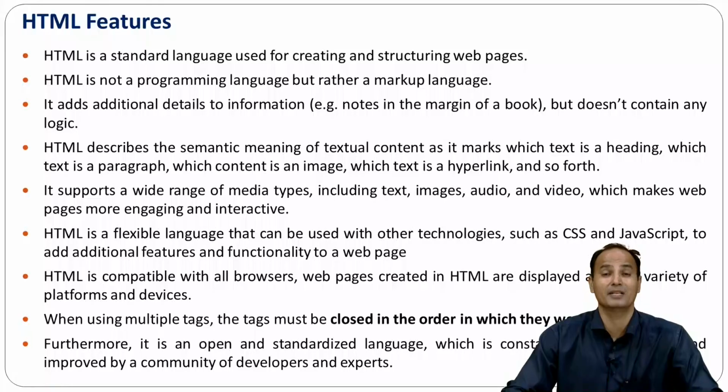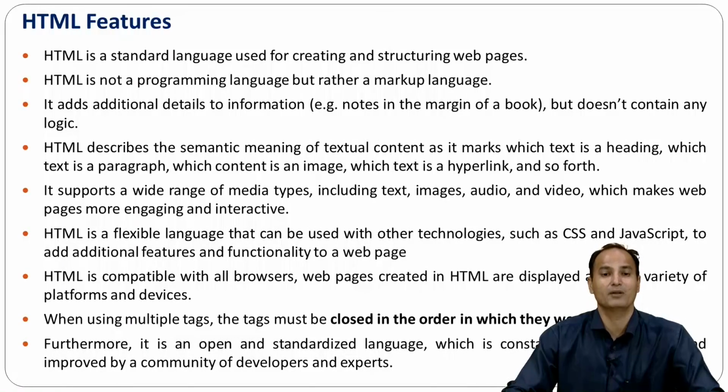HTML describes the semantic meaning of textual content as it marks which text is a heading, which text is a paragraph, which content is an image, which text is a hyperlink, and so forth. It supports a wide range of media types including text, images, audio and video, which makes web pages more engaging and interactive. It is a flexible language that can be used with other technologies such as CSS and JavaScript to make a web page or website interactive, or we can say a dynamic one.